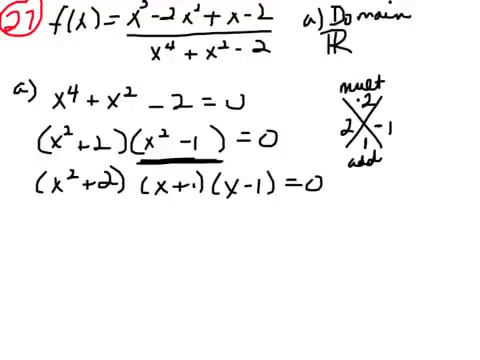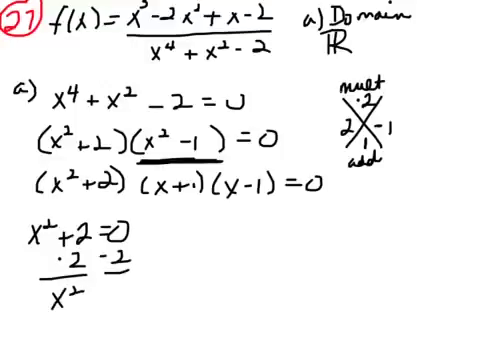Okay, so now I need to take each one of those and set them equal to 0. So I said x squared plus 2 equals 0. I subtract 2 from both sides. I get x squared is negative 2. Ooh, if I square root that, that's going to be an imaginary number, so there's not going to be anything come out of that one.